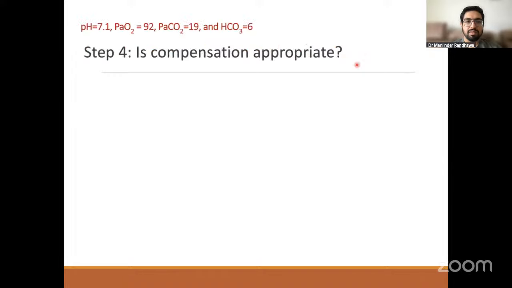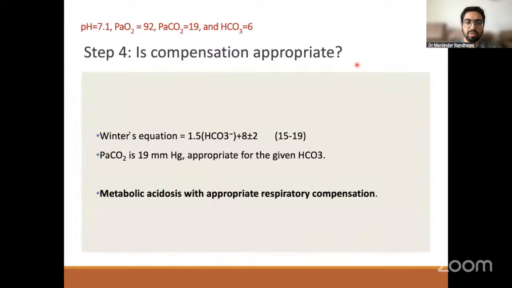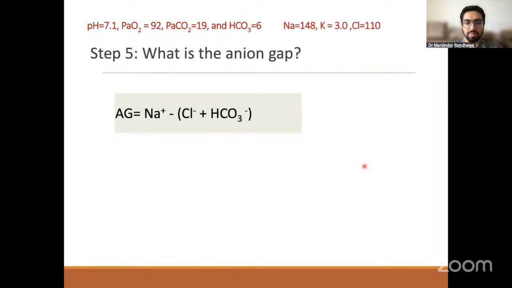What was the next step? We have to see whether the compensation is appropriate or not. To see compensation, we use the formula: the actual CO2 should be 1.5 times bicarb plus 8, plus or minus 2. Here your bicarb is 6. 1.5 times 6 is 9, plus 8 is 17. So 17 plus or minus 2. So your CO2 should be somewhere between 15 and 19. Here your CO2 is 19. That means the compensation is appropriate for this given bicarb. So you will label this as metabolic acidosis with appropriate respiratory compensation.